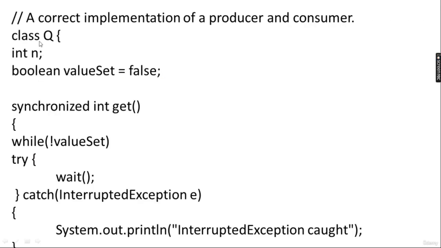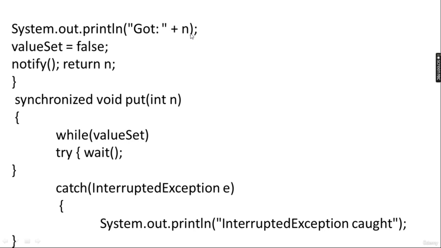The correct implementation is here. How will we achieve this? Using a valueSet variable, a boolean variable equal to false. Synchronized int get: while not valueSet, wait. The line while valueSet is not equal to true means that unless and until valueSet is true, it has to wait, and then it is catching the InterruptedException e. Now after that, it sets valueSet to false, notifies, and returns this value.